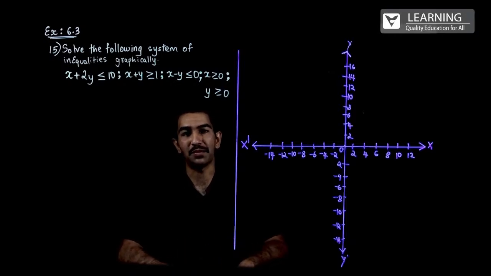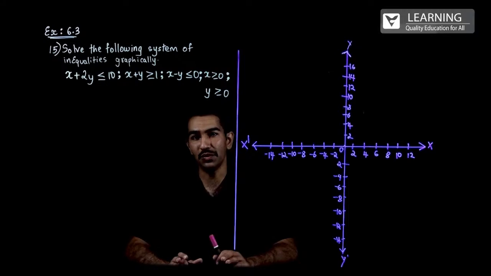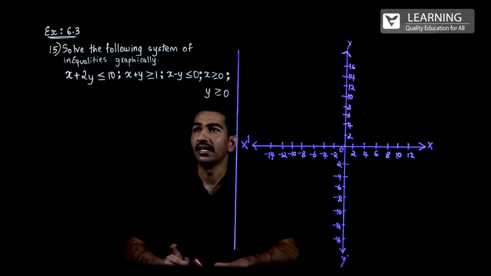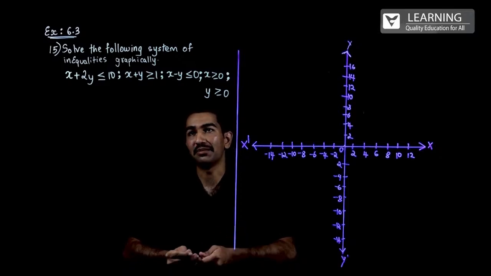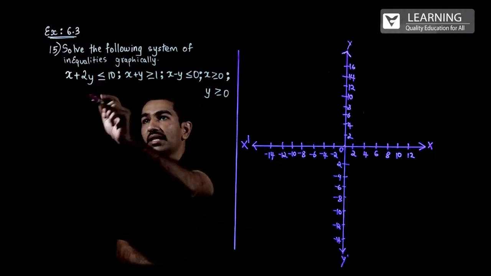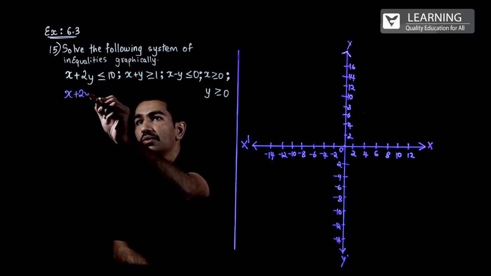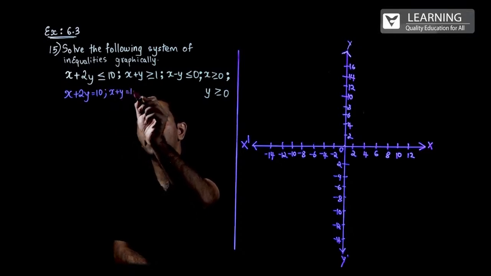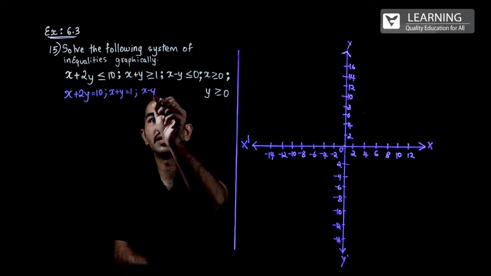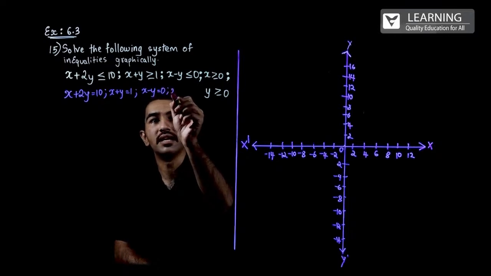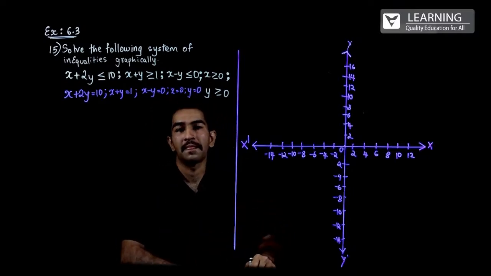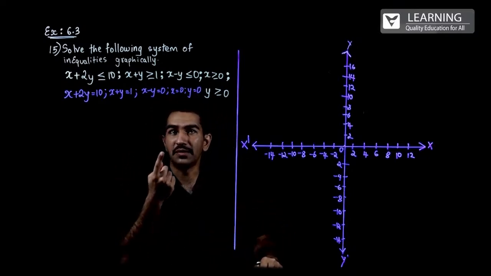So what is the very first step here? The very first step is we have to convert these inequalities into equations. How do we do that? Remove the inequality and insert the equal to symbol. As simple as that. Let me show you how that is done. So x plus 2y is equal to 10. Next is x plus y is equal to 1. Next is x minus y is equal to 0. x is equal to 0 and y is equal to 0. Understood? All the inequalities we have converted into equations.